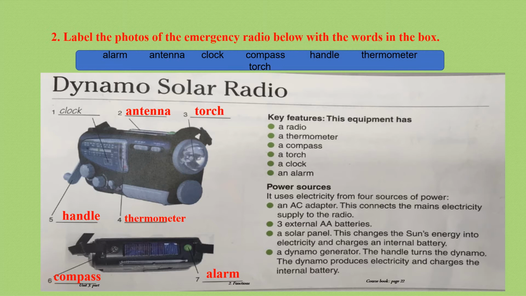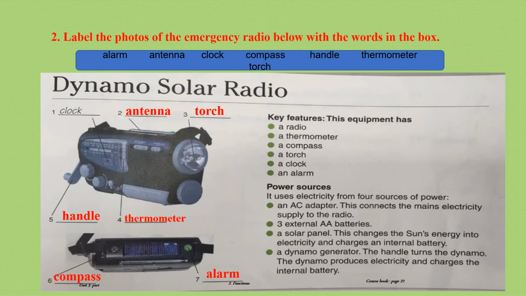3 external AA batteries or AA batteries. External means you can use from outside, خارجي. A solar panel, اللوحة الشمسية زي اللي موجودة في الآلات الحاسبة. This changes the sun's energy into electricity and charges an internal battery. بطارية داخلية بتشحن البطارية الداخلية.